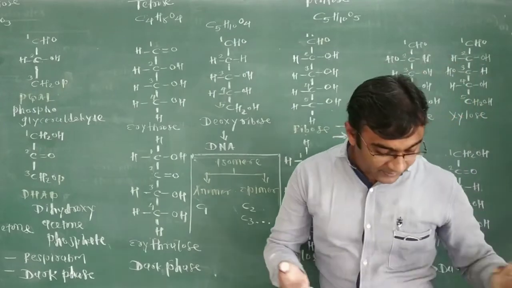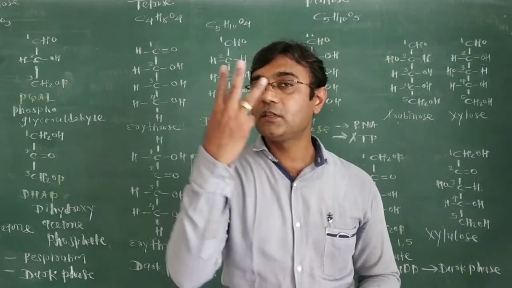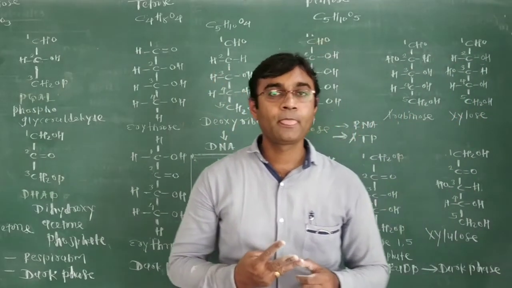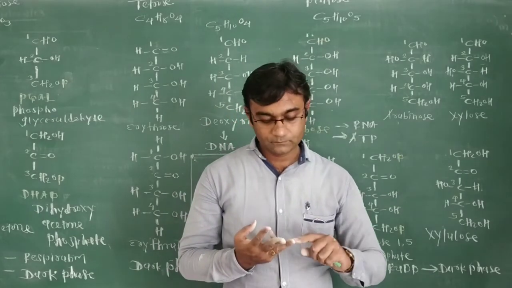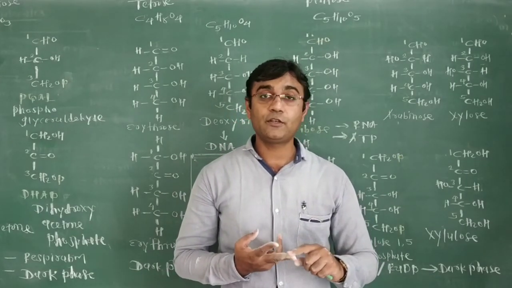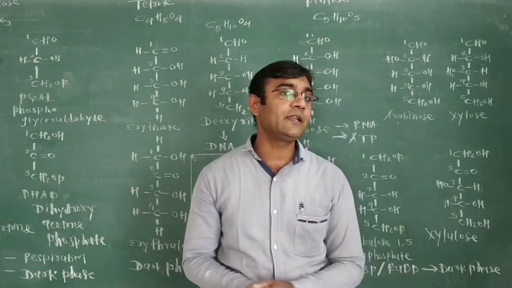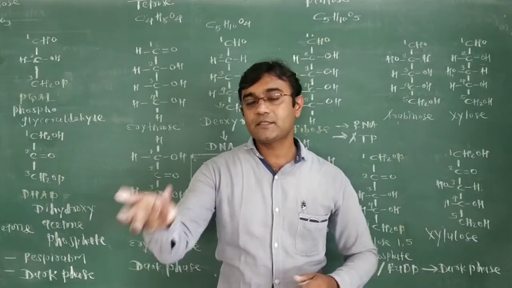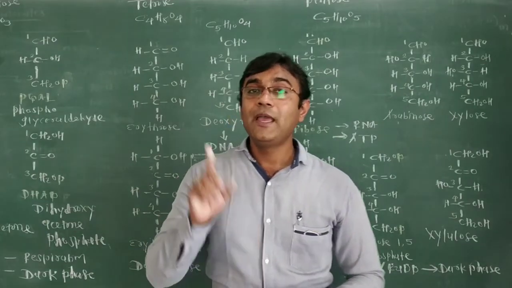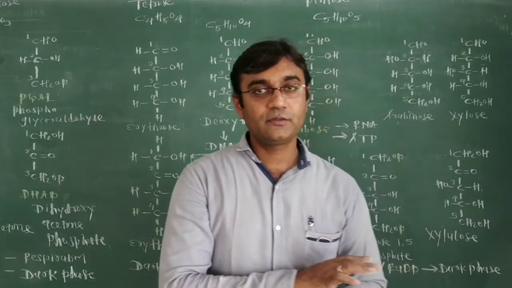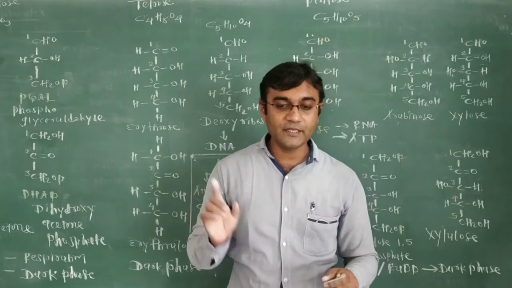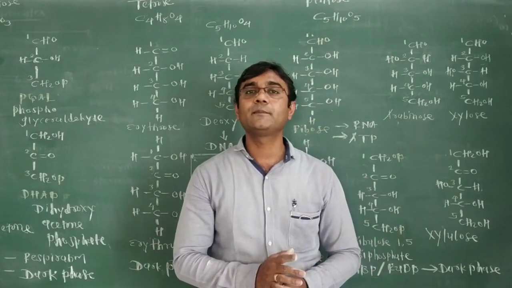So we have completed three types of monosaccharide: triose, tetrose and pentose, and each again has two types: aldose sugar and ketose sugar. In the next lecture we will discuss hexose and heptose, that is monosaccharides of 6 carbon and 7 carbon number.